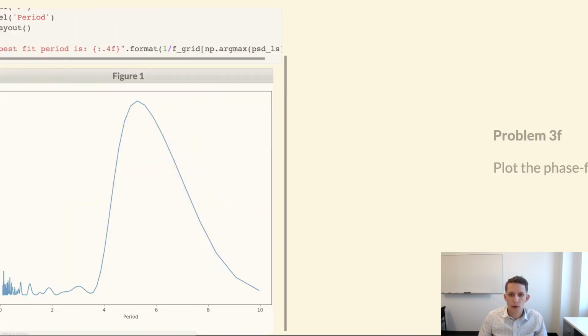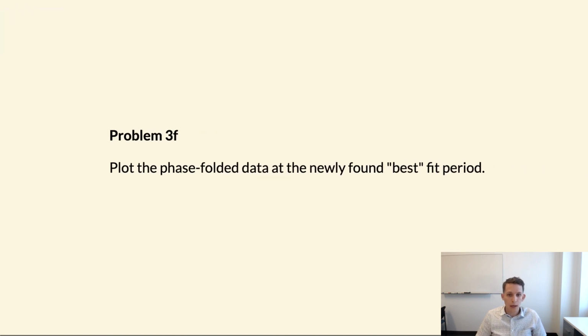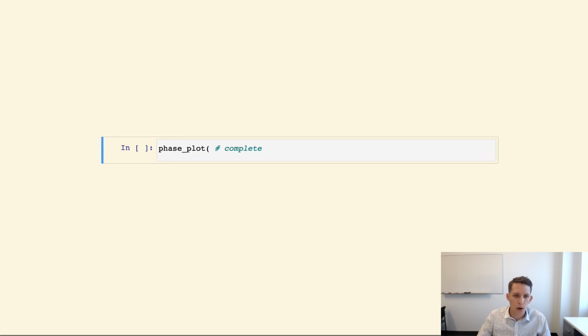Let's execute this. Okay, and we see, oh, that looks really nice, doesn't it? We now have a strong peak, one that's much stronger than any other peaks here in the data. And that peak occurs at about 5.25, exactly the period that we expect. So now, just to confirm that everything is looking good, let's plot the phase folded data at the newly found best fit period. Okay, so we want to create a phase plot.